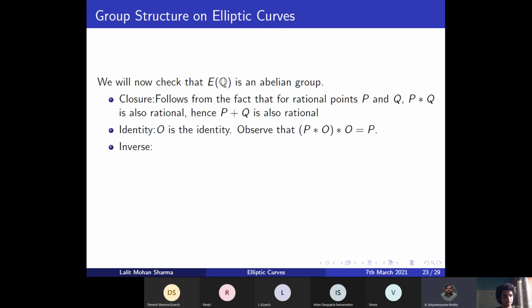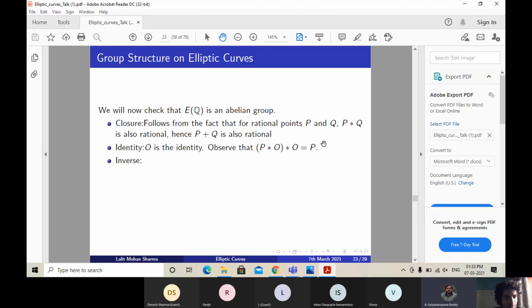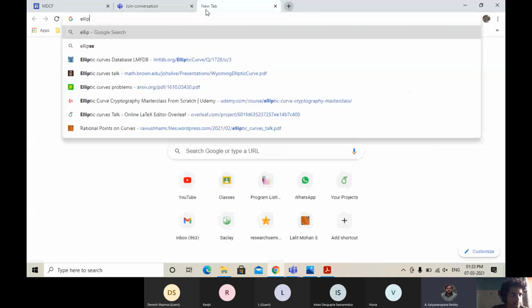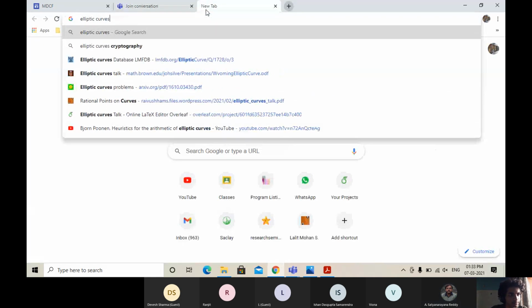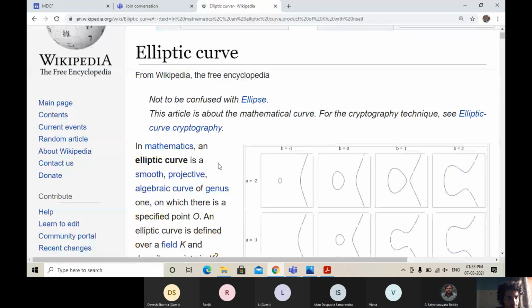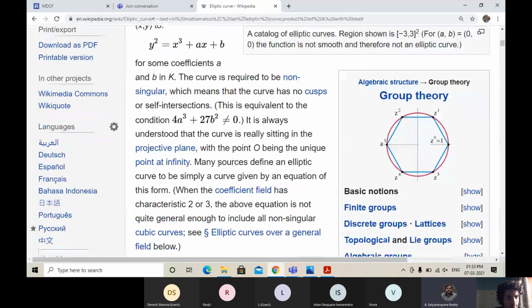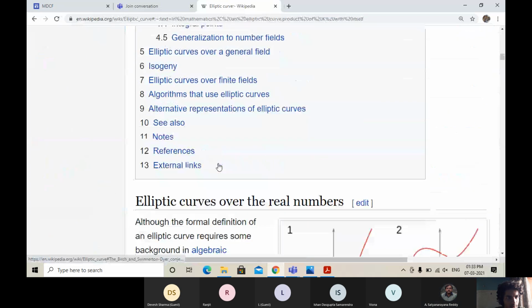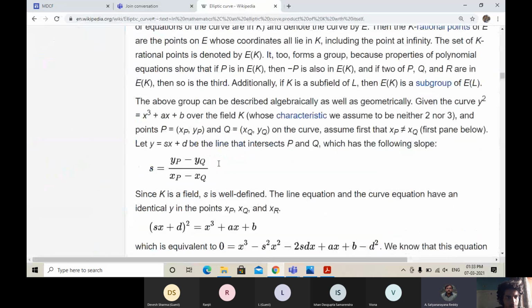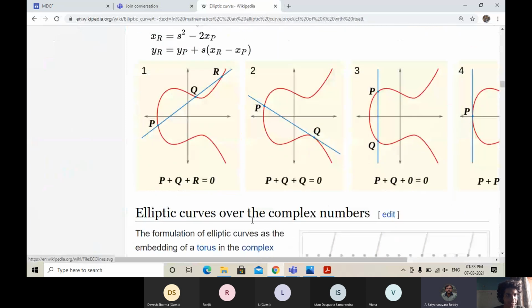You can open a Wikipedia website, maybe that may help you to explain, maybe, right? Elliptic curve Wikipedia, sufficient. Yeah, right. So go a little below. Yeah. Oh, this is good. Okay.